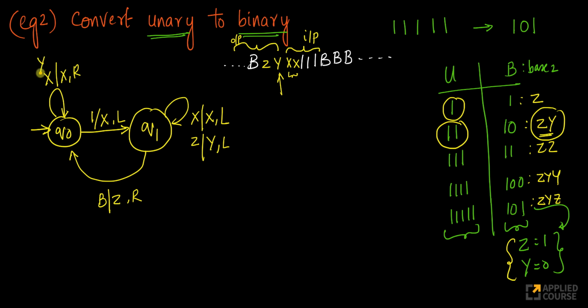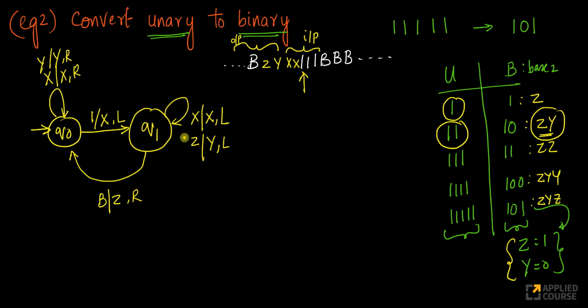So here what will I do? Y, just leave it as is and keep moving right. Now I get an X, keep moving right till the time I get 1 now. Look at this. Now when I get 1, what should I do?